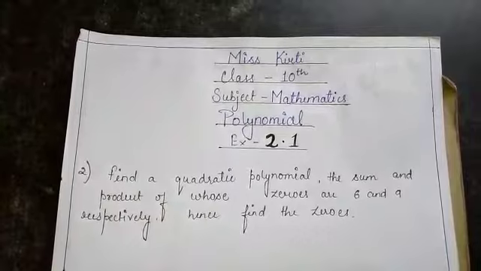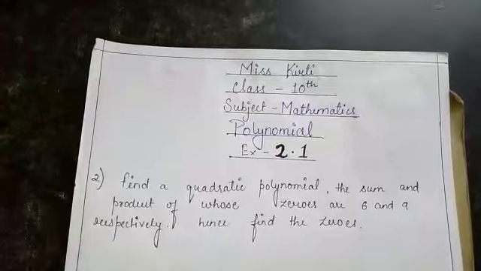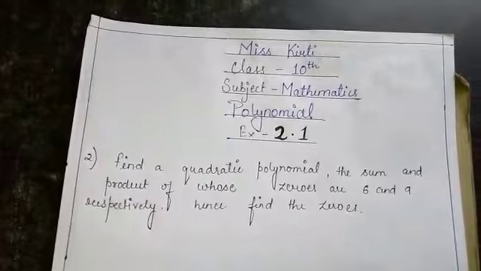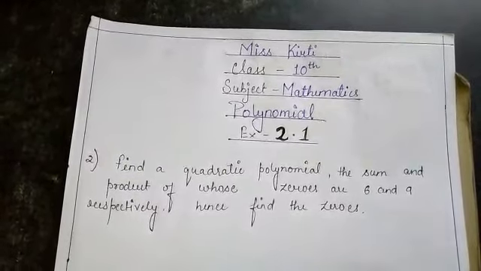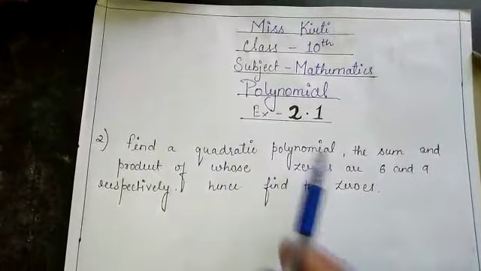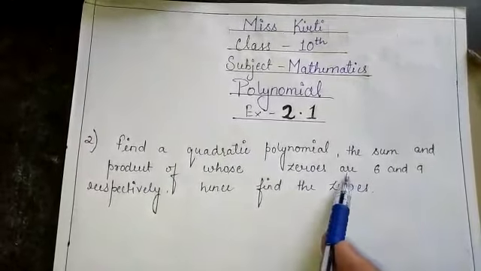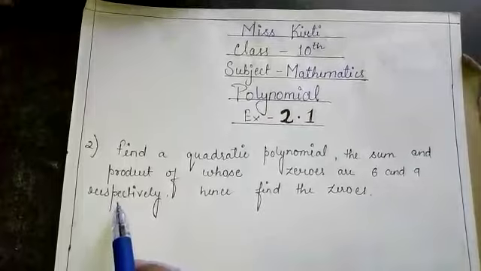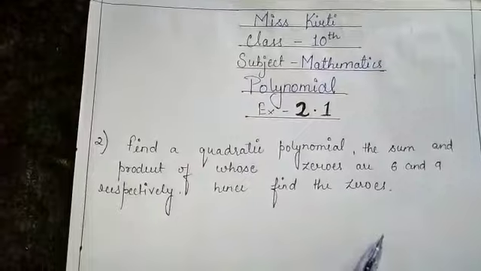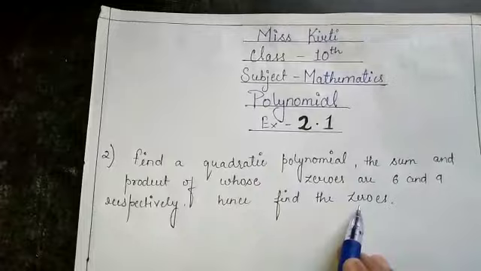Myself Kirti. Today I am going to teach class 10th maths and the topic is polynomial. This is exercise 2.1 and question second. So I read the question for you. The question is: find the quadratic polynomial, the sum and the product of whose zeros are 6 and 9 respectively. Hence find the zeros. In this question you have to find the quadratic polynomial, then find the zeros.